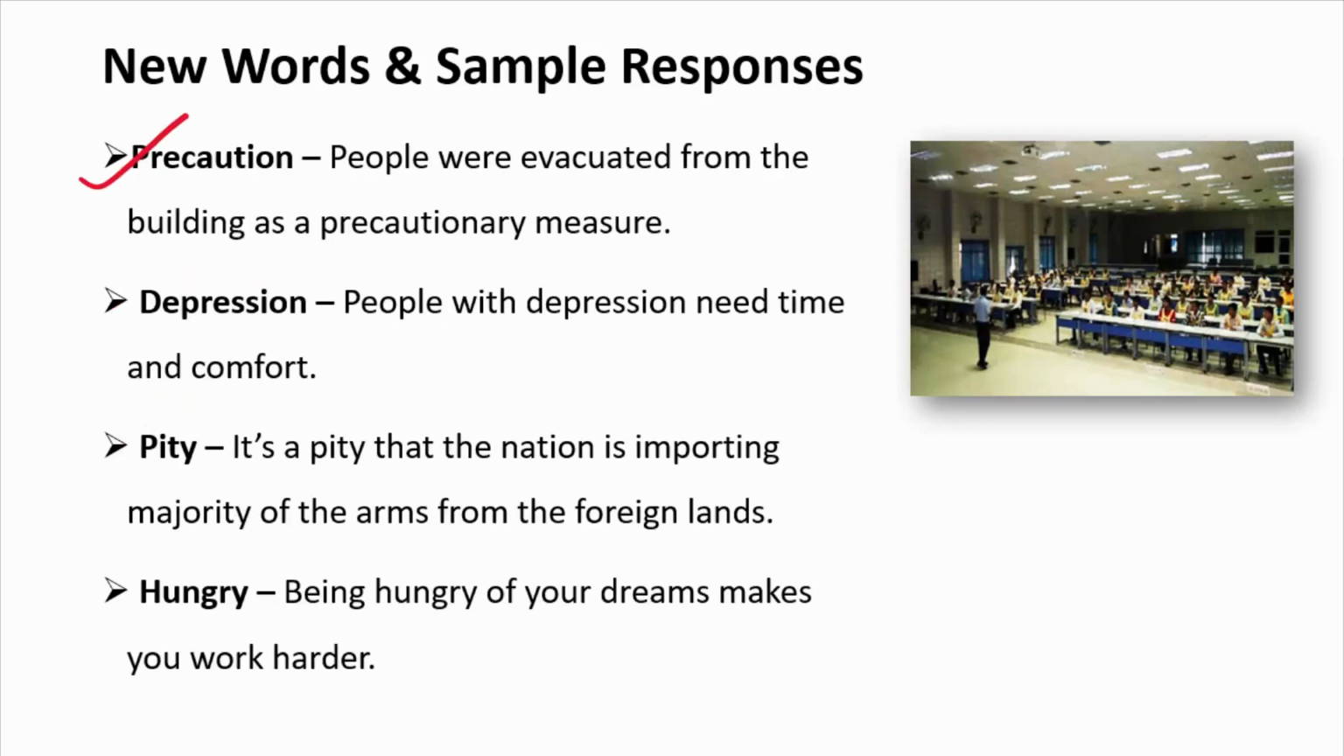Precaution. People were evacuated from the building as a precautionary measure. Depression. People with depression need time and comfort. Pity. It's a pity that the nation is importing majority of the arms from the foreign lands. Hungry. Being hungry of your dreams makes you work harder.